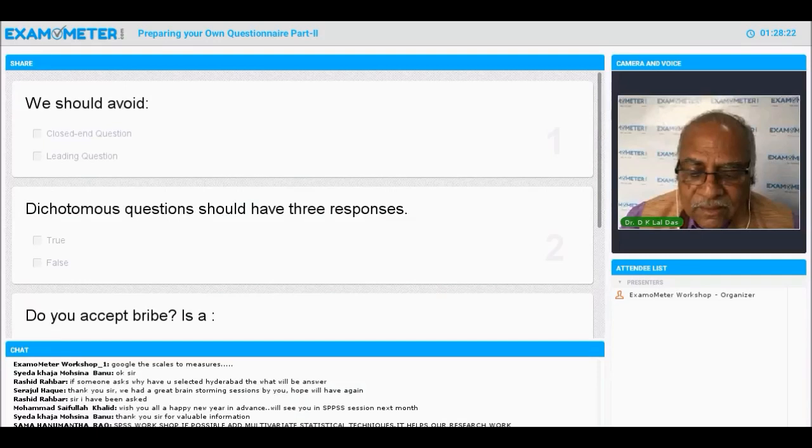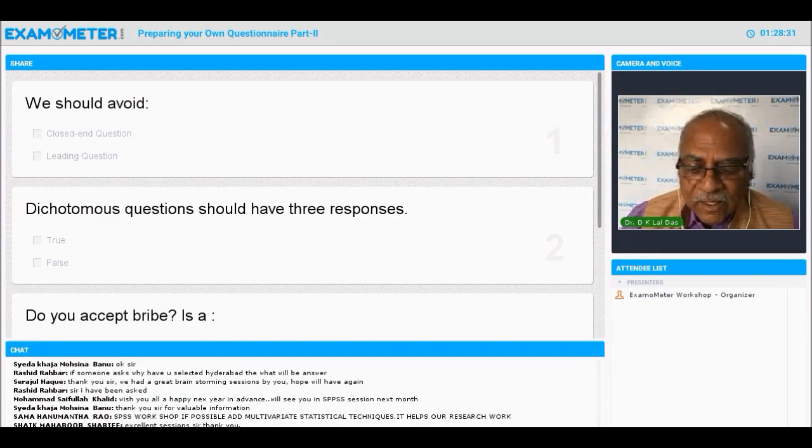What is that? SPSS workshop: if possible, add multivariate statistical techniques. It helps us. Yes, it is part of the SPSS workshop. You will learn multivariate analysis. It is already there, Mr. Rao. What about factor analysis? No, we are not taking it because that is an advanced topic and there is limited time. But if there are people who are interested, we have a brief explanation about factor analysis. So send your suggestion. If there is a group of people who want factor analysis, we can include it. There is no problem.